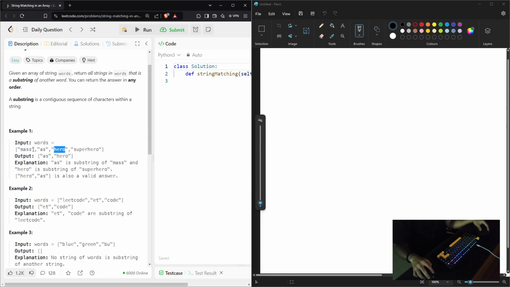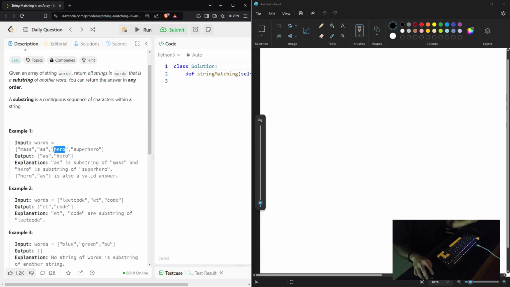Basically what I'm trying to say is, for each of the words we have to somehow count how many times this particular arrangement of letters, MASS, is appearing. Is it appearing more than once? Sadly not. It's just one MASS. But for AS, it's appearing once here and once here. That's why it's a valid answer.